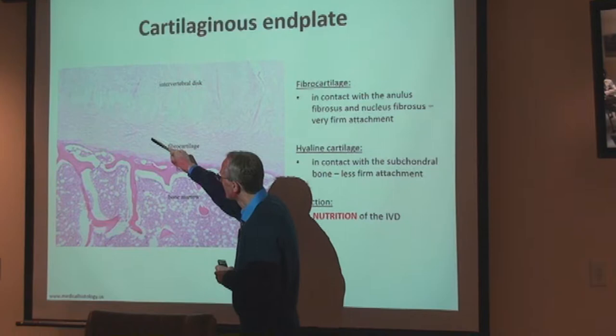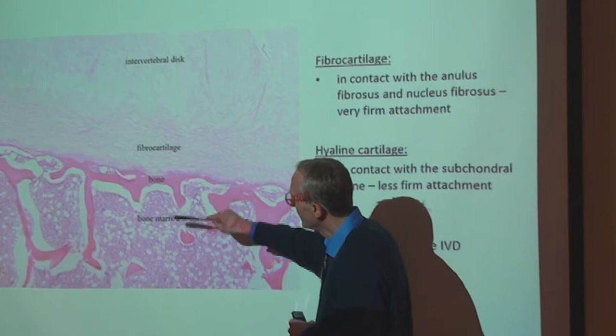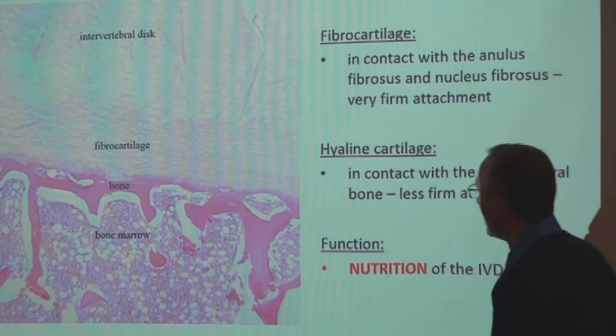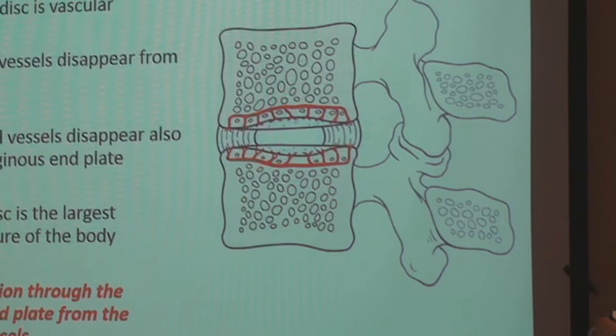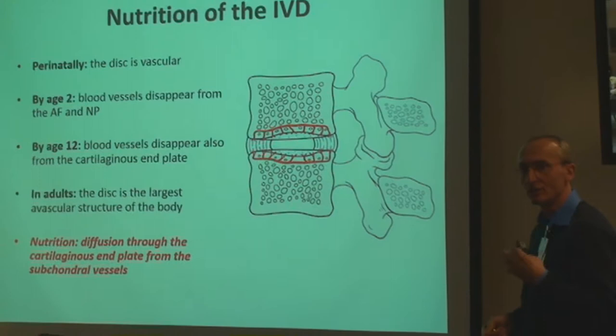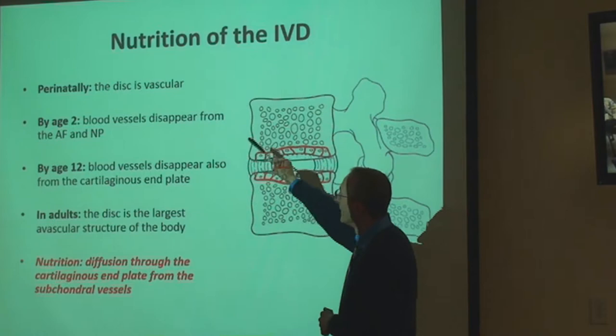And these channels actually constitute a communication between the vessels of the bone marrow and the avascular intervertebral disc. That's why one of the most important functions of the cartilaginous end plate is the nutrition of the intervertebral disc. A couple of words about this, because nutrition of the disc is directly linked to phenomena such as aging and degeneration of the intervertebral disc. So, perinatally, the intervertebral disc is a highly vascular structure.